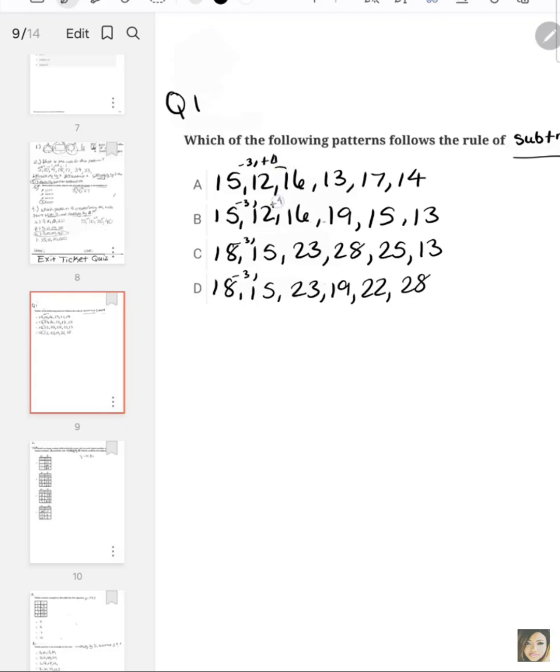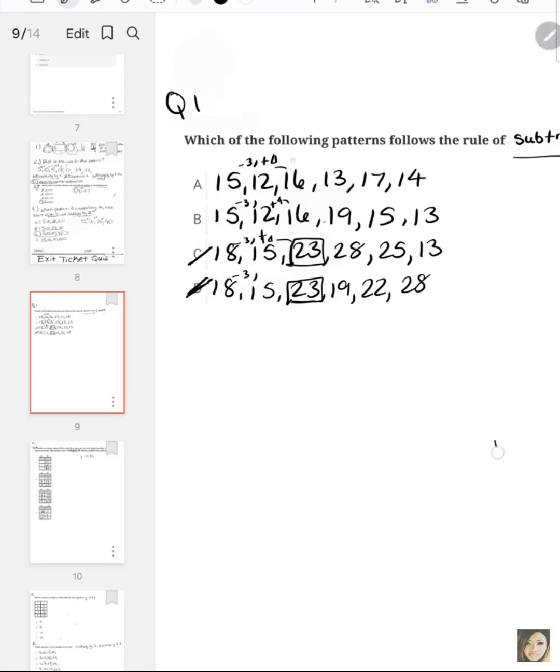Now 12 plus 4 is 16. But if we look here at C and D, they said 15 plus 4 is 23. And that's wrong because 15 plus 4 is 19. So we knew the 23 is the one that ruined it. So C and D were able to cross out easily. And now we're left with A and B.